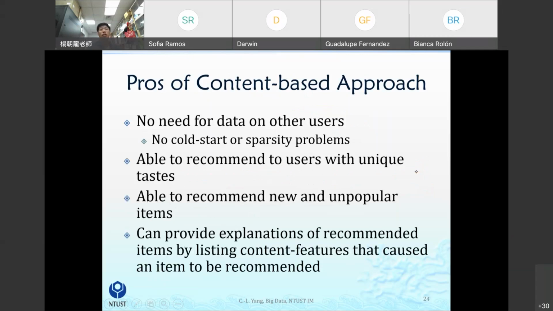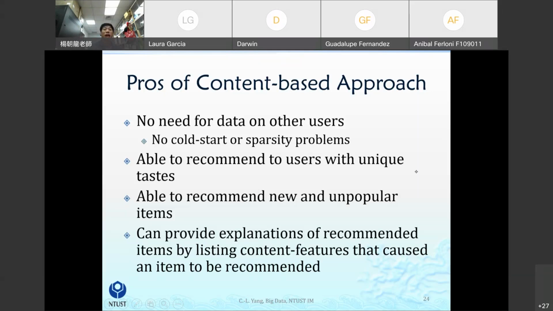Okay, let's talk about pros and cons. As we already know, for content-based, we talk about the content, right? Since it's content, we want to know the items, movies, images. So we use a certain way to extract the information from the content and try to find the similarity between the contents. Then we can classify the items, and then we try to recommend something based on the classified items.